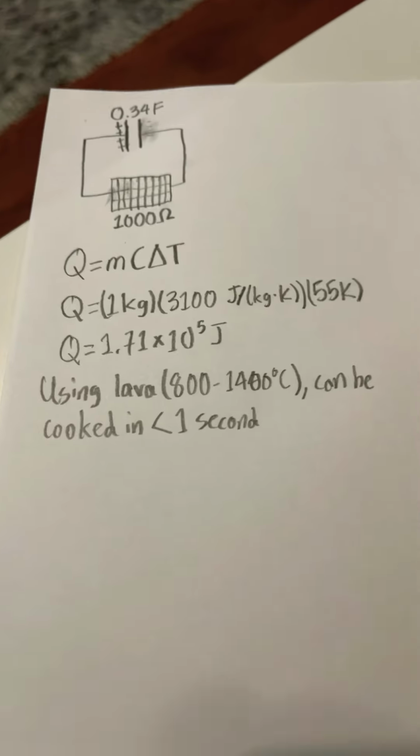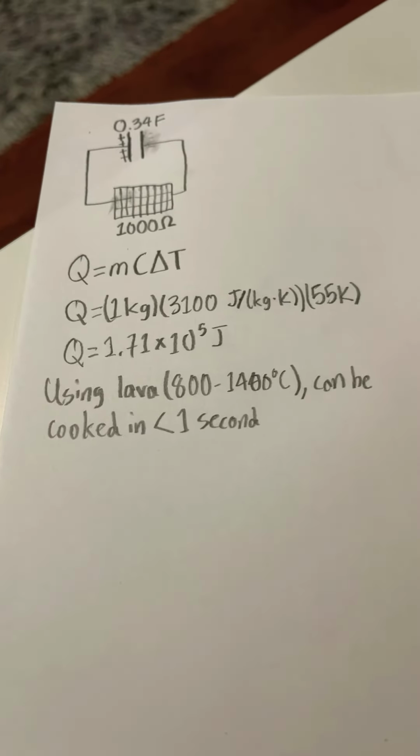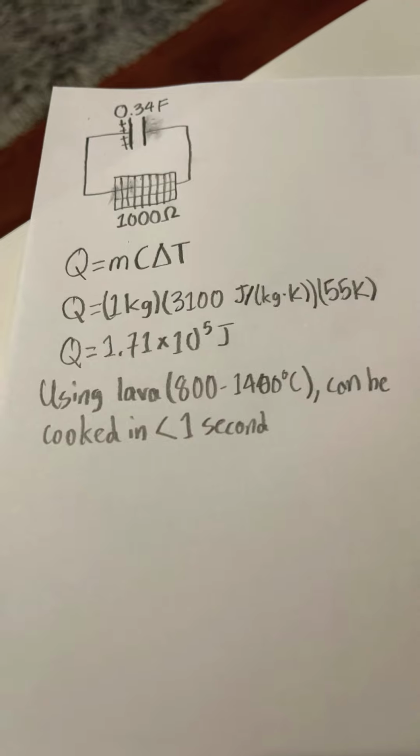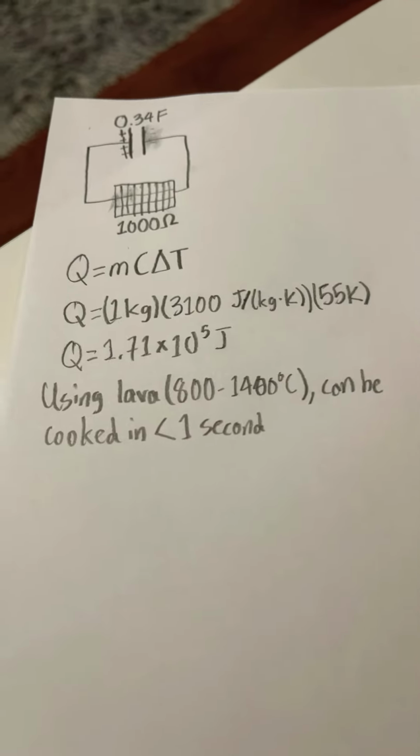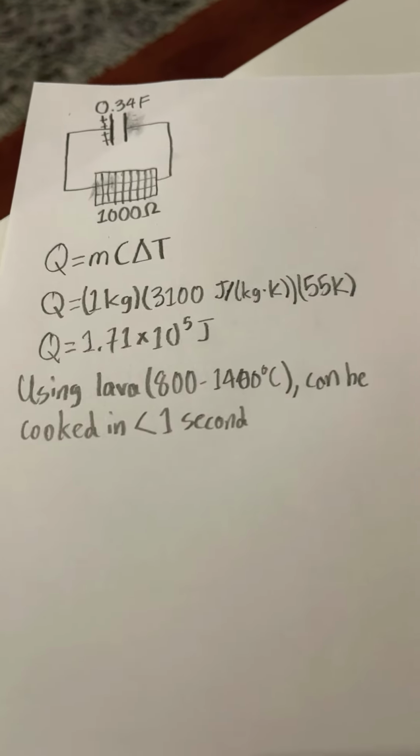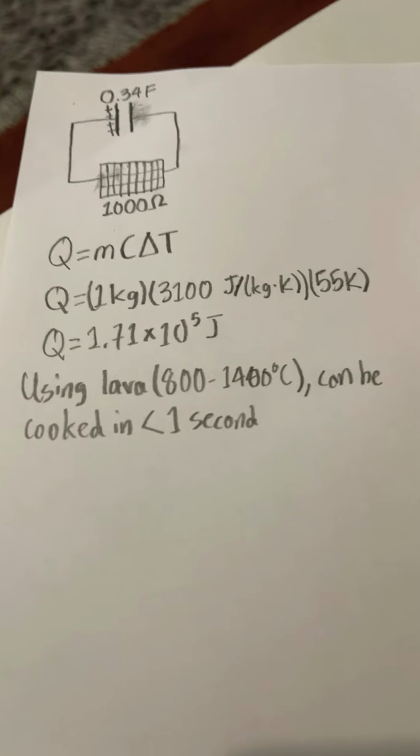chicken. Now solving for Q, we get that we need 1.71 times 10 to the 5th joules, which using lava, which is about 800 to 1400 Celsius, can be cooked in less than a second. So yes, in fact, Steve's lava chicken is very quick at cooking chicken.